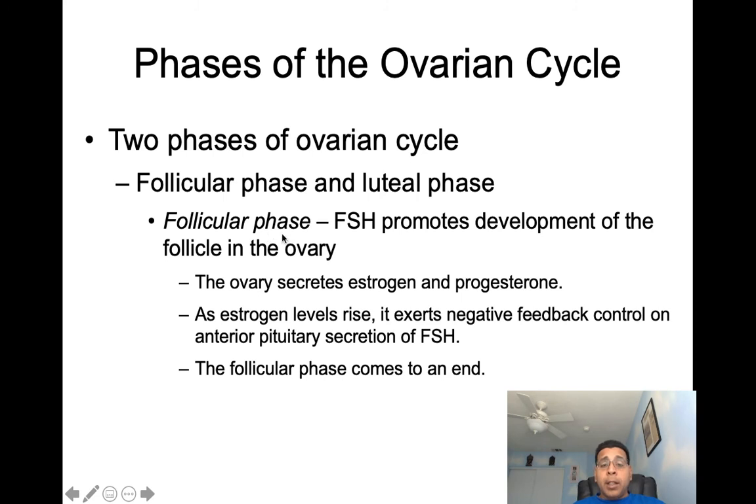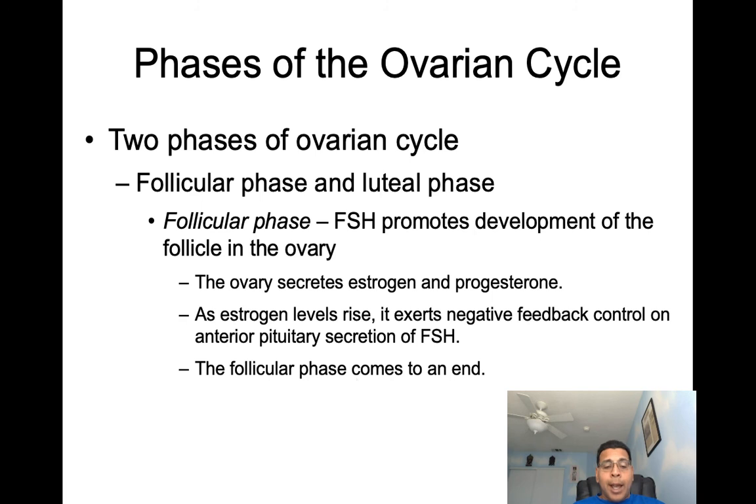Now, during the follicular phase, FSH is going to promote the development and maturation of the follicle in the ovary, which then secretes estrogen and progesterone. So during this phase, the ovaries secrete estrogen and progesterone. As the estrogen levels rise, it exerts negative feedback onto the anterior pituitary's secretion of FSH, saying, all right, we don't need any more. Then the follicular phase will come to an end.